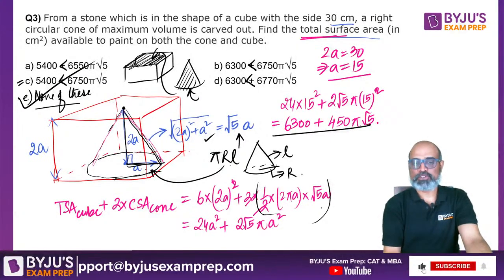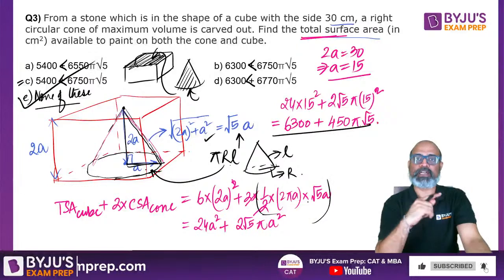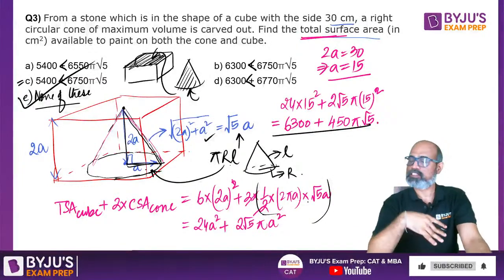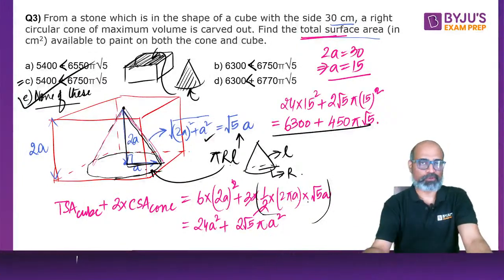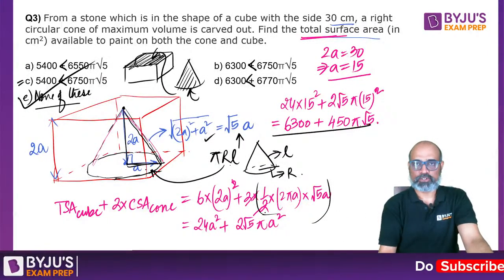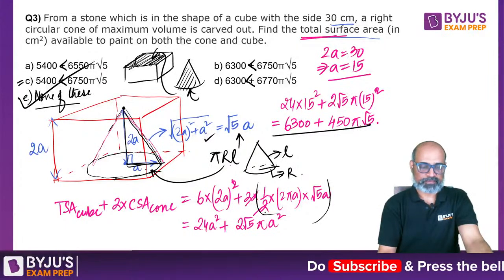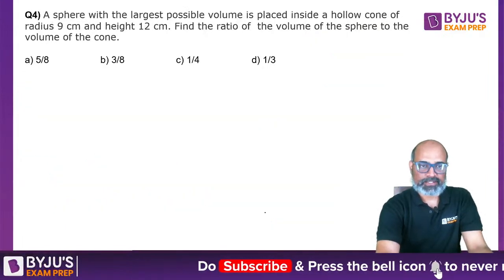This formula that I have used is a general formula: half into base perimeter into slant height. You can simply use pi RL. If you know that formula, you can use it. Anyways, this 2 and 2 will get cancelled out, so don't have to worry about it. Right, okay.